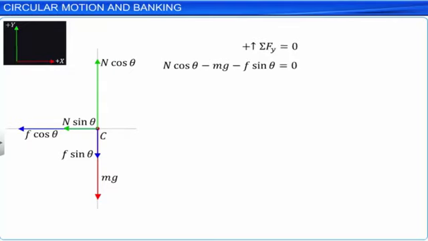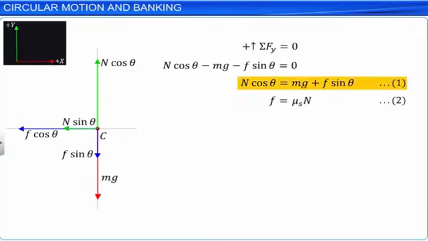This implies n cos theta is equal to mg plus f sin theta. Let us call this equation 1. We know that frictional force F is the product of mu s and n. Let this be equation 2. Substituting equation 2 in equation 1, we get equation 3 as n cos theta equals mg plus mu s n sin theta.